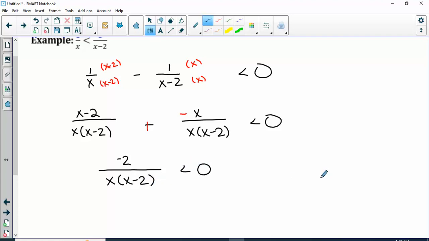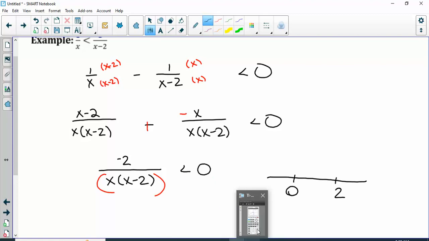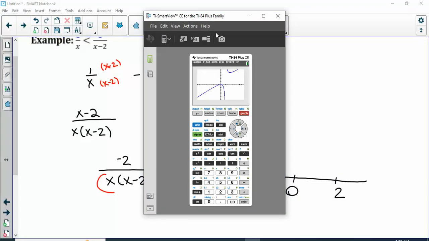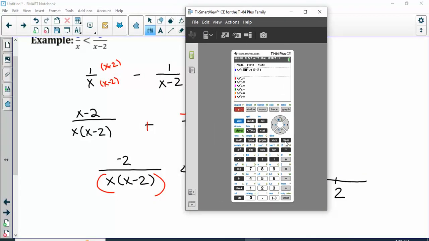What makes the top 0? Nothing. What makes the bottom 0? 0 and 2. Is everybody with me? So then when you graph this, be careful. Put an extra set of parentheses around the entire denominator because it's got those two things multiplied. You can throw them around the top.